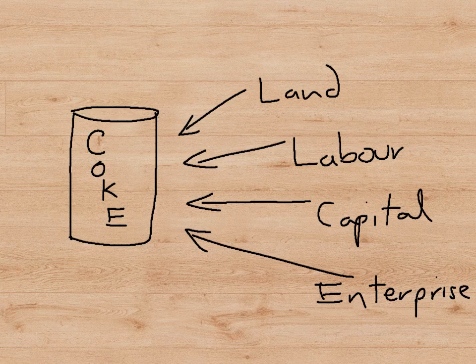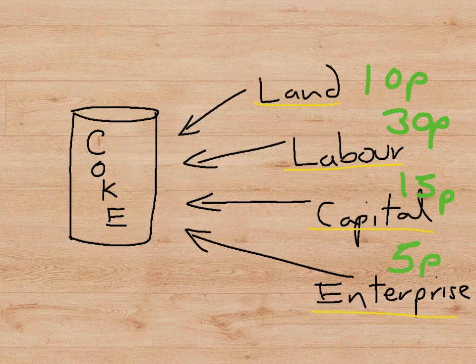Now, in order to produce this can of Coke, we need to use factors of production, such as land, labor, capital, and enterprise. Each of these factors of production has to be paid for. Imagine that the natural resources or land that we use in every can of Coke cost 10p. Let's imagine that the labor costs 30p in each can of Coke. Let's imagine that the capital, whose payment is interest, is 15p. And let's imagine that entrepreneurs, who are paid by receiving profit, get 5p per can of Coke.